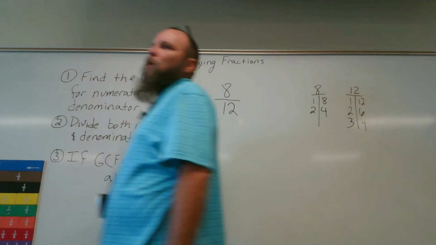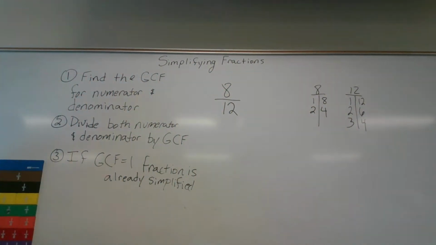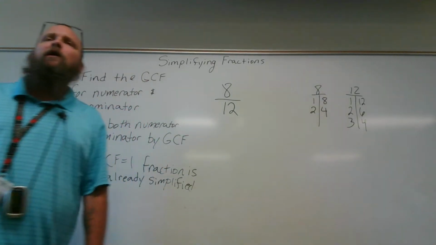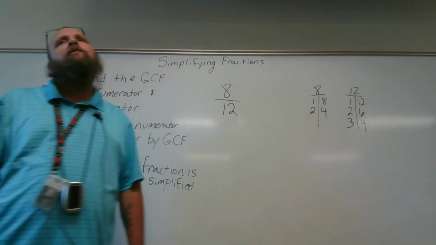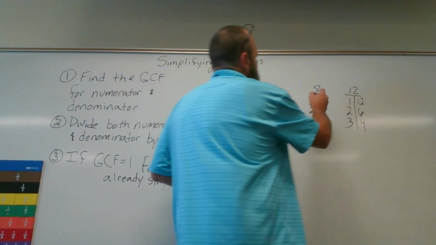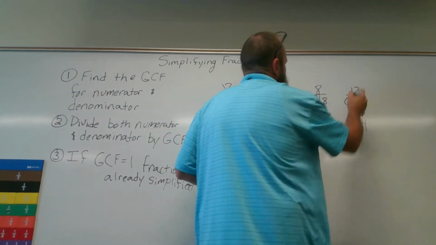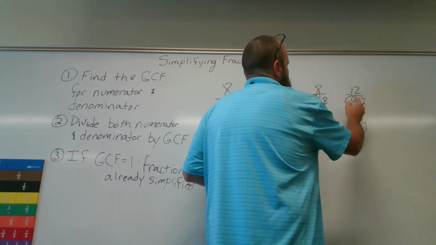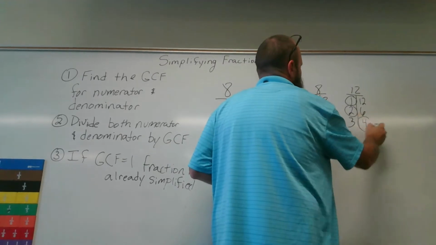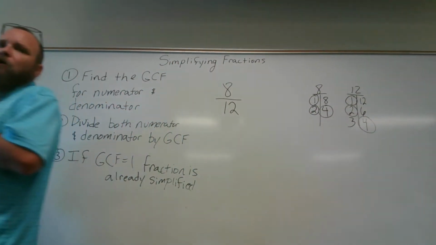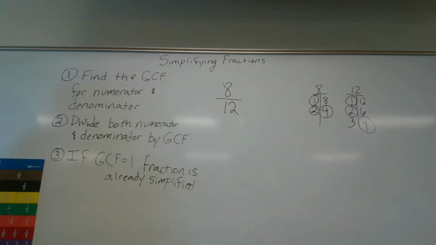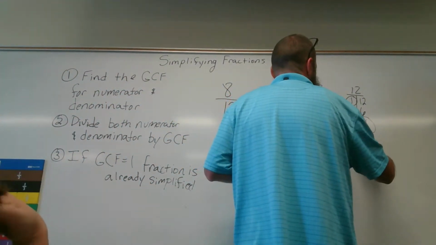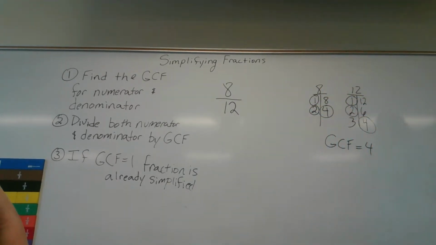We have found all of the factors. Thank you to everyone who has helped me. Now, Ricky, what do they have in common? The 1. They both have a 1 in common. 4 and 2. They both have a 2 in common. They both have a 4 in common. So, Mia, what is the greatest common factor? 4. The greatest common factor is indeed 4. So we've done step 1.